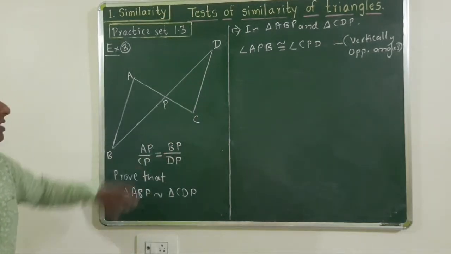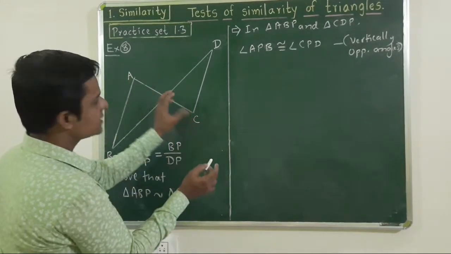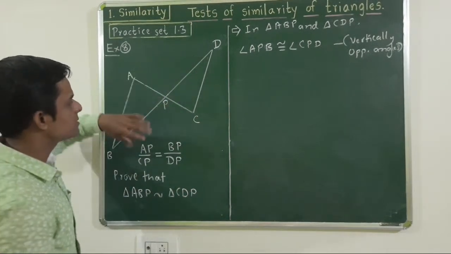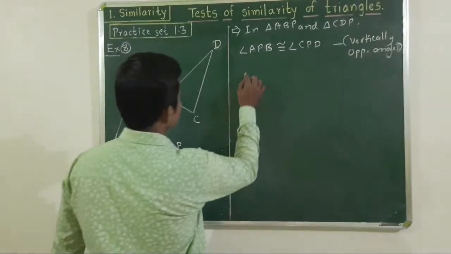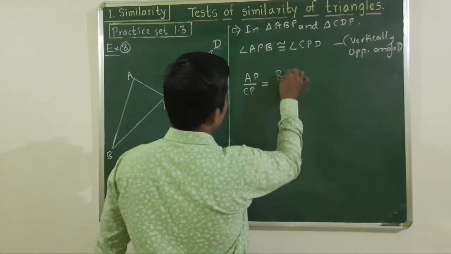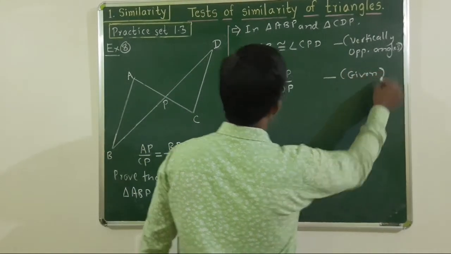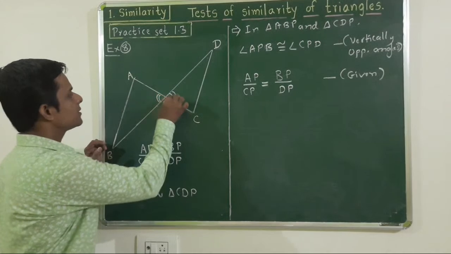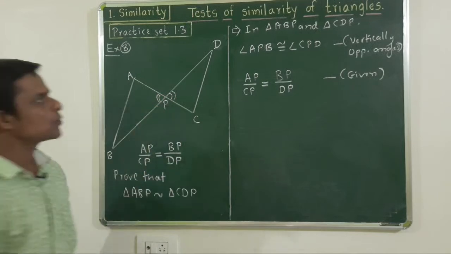But one piece of information is given, that is AP upon CP. AP upon CP means side of this triangle upon side of that triangle, is equal to BP upon DP, again side of this triangle upon side of that triangle. These four sides are in proportion: AP upon CP is equal to BP upon DP, reason: given. So the sides are in proportion and the included angles are congruent.